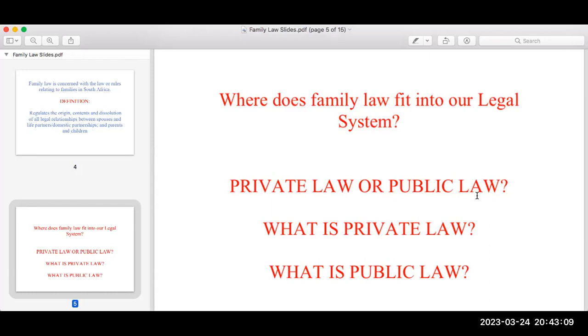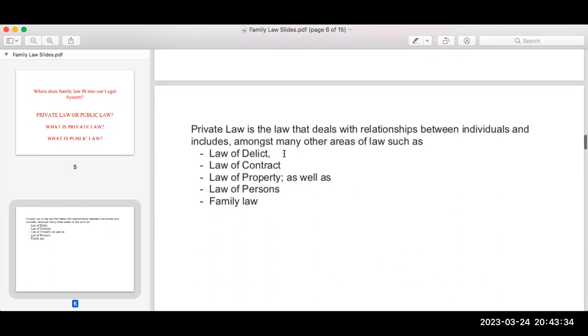And then public law is the one that deals with the state and the people, constitutional law, criminal law, that is public law. But family law falls under private law, where you will find your law of persons, you'll find family law, you'll find your law of deeds, law of contract, law of property, and so on. All those are private law.